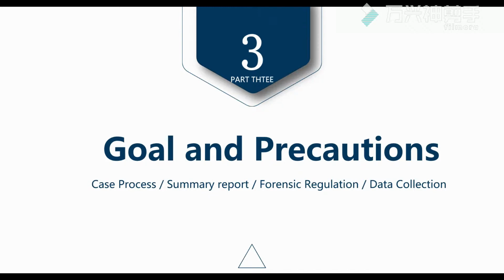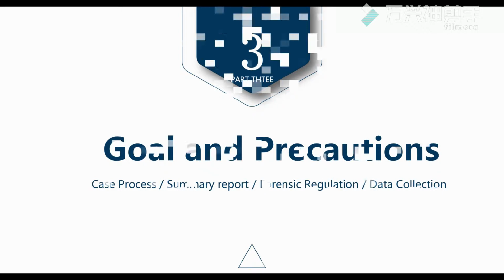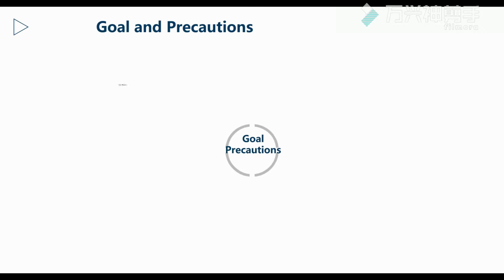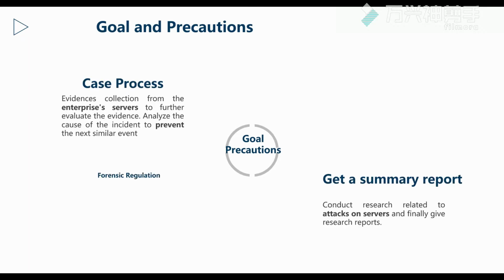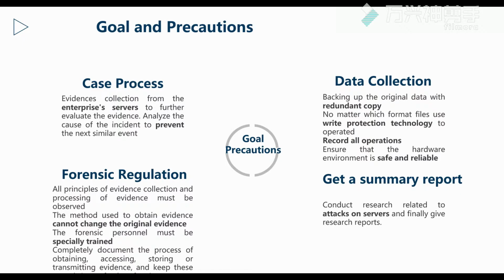Next, I will introduce the third, fourth, and fifth parts. The third part is the goal and the precautions, which are divided into 4 small parts. The case process is mainly about the evidence collection of enterprise servers. The data collection is about the forensic tools we use in this activity. And in this investigation, we strictly abide by the relevant requirements of forensics and finally get a summary report.